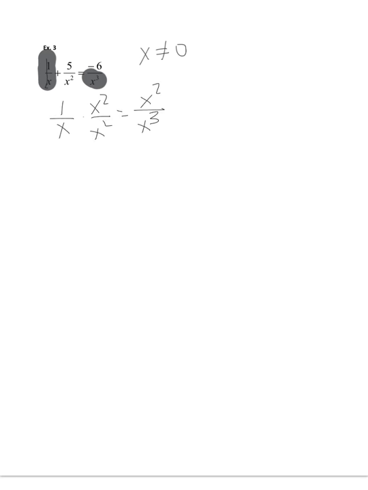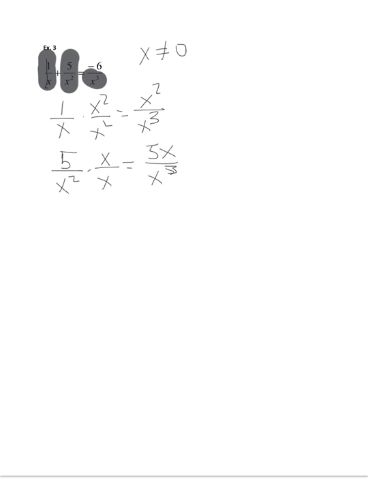But what can I now do to the second term, which is 5 over x squared? And what can I multiply this by to get to x cubed on the bottom? Well, I would multiply by x over x, and we multiply fractions straight across. So we get 5x over x cubed.